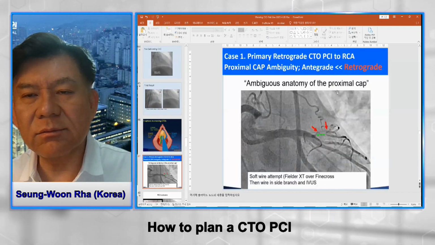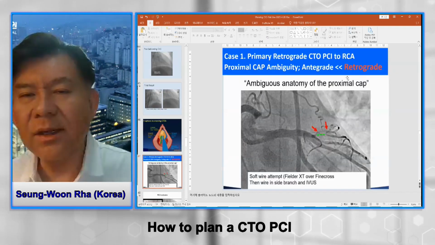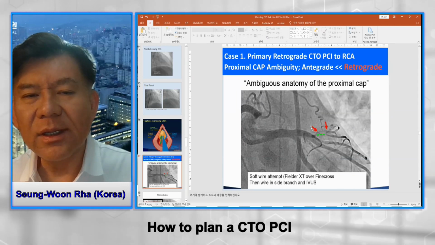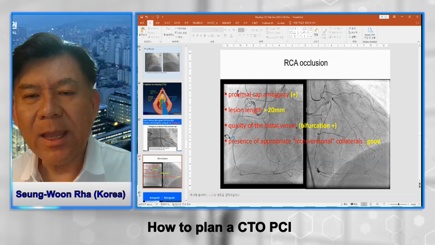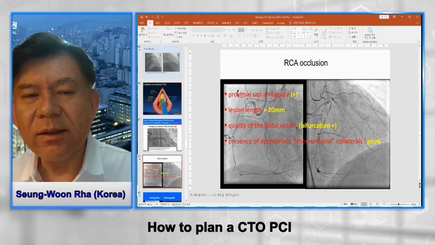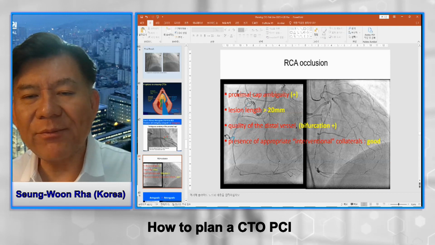The rest of the other two cases are for conventional retrograde choice. So despite this long segment and the longer segment, proximal KMBT and bifurcation presence.